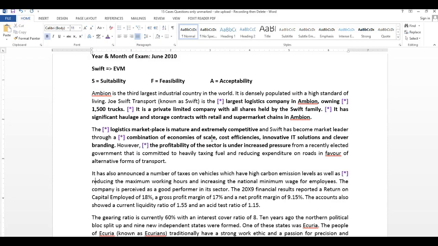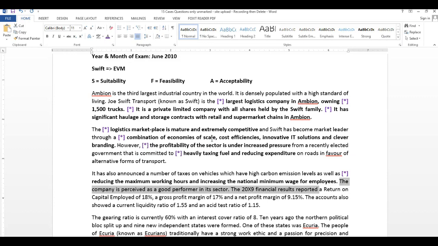So because of this point, maximum working hours have been reduced and wages have been increased. Because of this, the profitability of the company will be under pressure. See, the profitability of this company will be under pressure because of two things. One is because of heavily taxing fuel, and the second is that the wage level is also increased and the working hours are reduced.